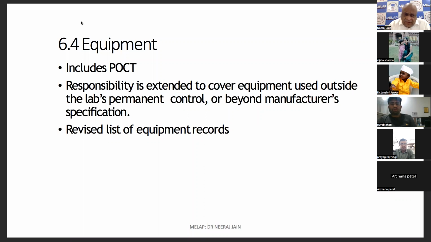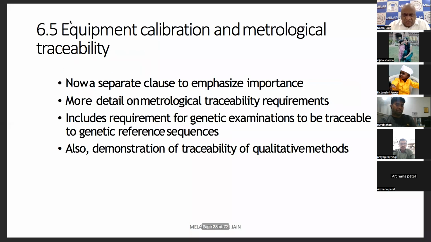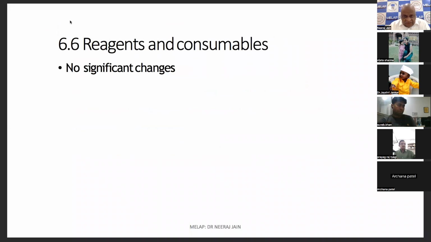In equipment, requirements are more or less the same. The only thing is now they have separated calibration and metrological traceability from the equipment. Otherwise, records are more or less the same. In reagent and consumable, there is no significant change.